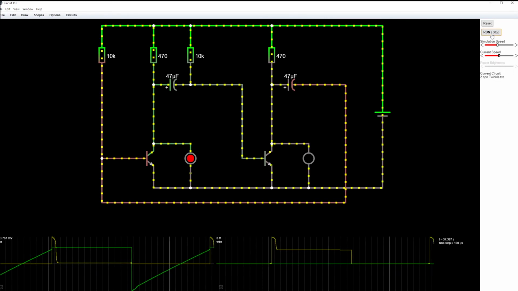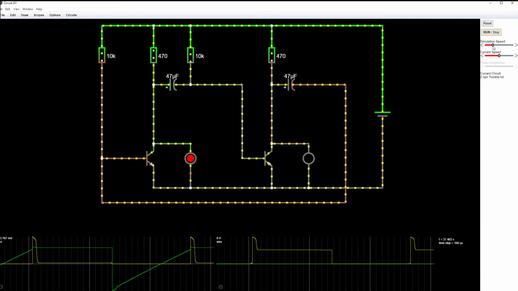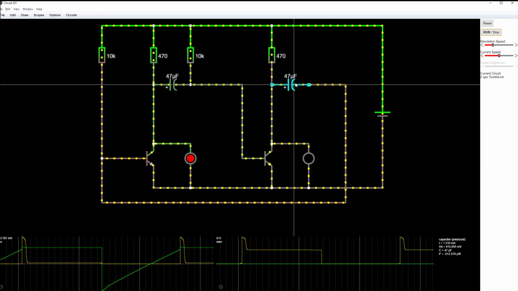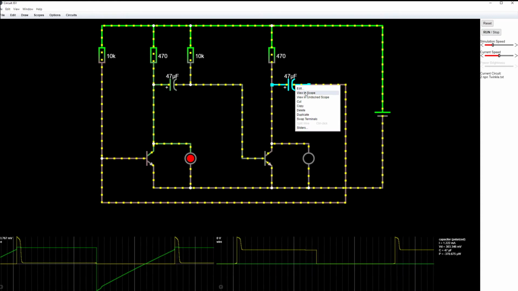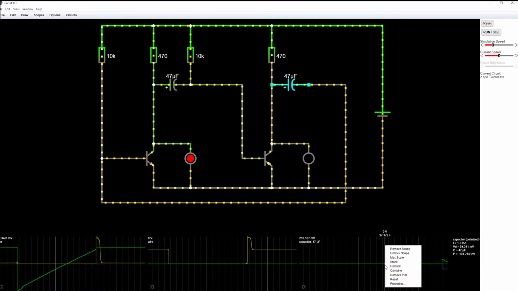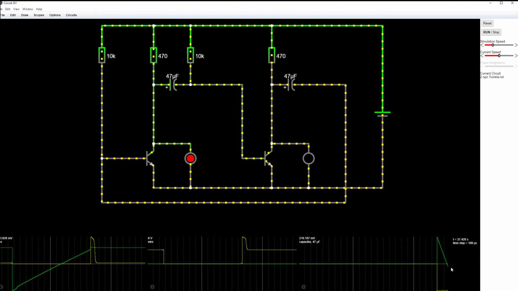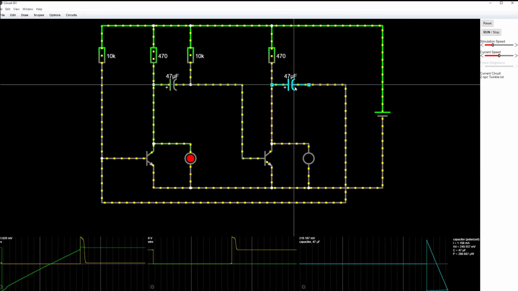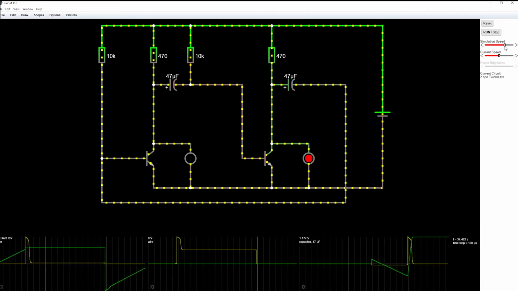So let's go and see that again, and let's try to slow that down and see what's happening. I'm going to right click this capacitor and we're going to edit this, we're going to watch this in the scope as well. And let's change that to a maximum scale, please. The capacitor, let's just speed that up.